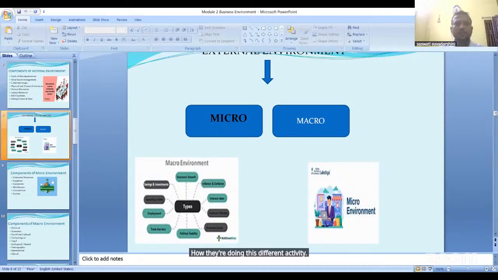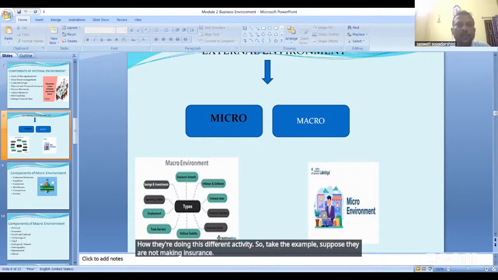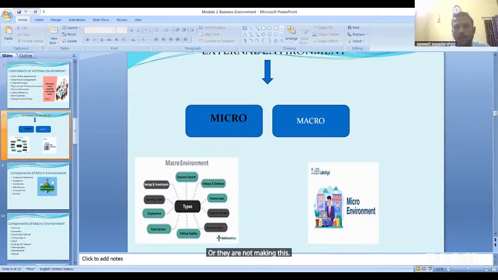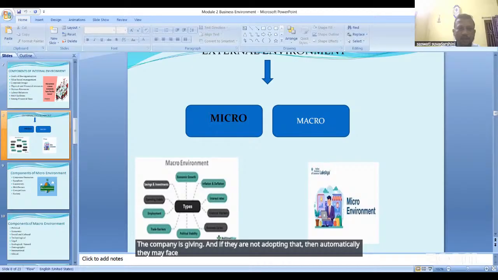Take the example, suppose they are not making insurance, or they are not doing the RTO registration, or say they are not running their business ethically, by what offer, what discount the company is giving, and if they are not adopting that, then automatically they may face legal challenges, legal problems.